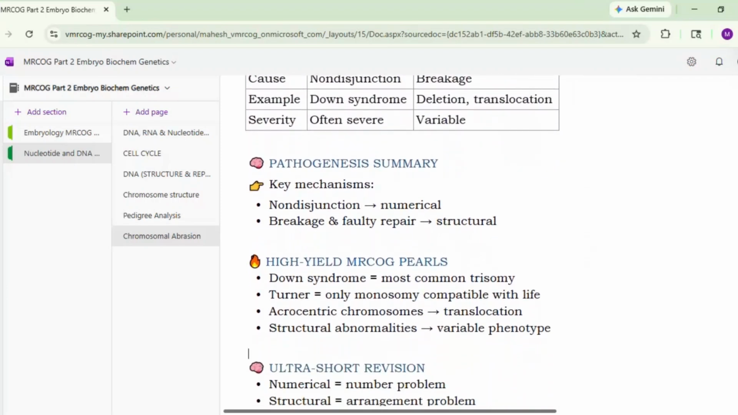Okay. So Down syndrome is the most common trisomy. Turner is the only monosomy which is compatible with life. Then acrocentric chromosomes are most commonly involved in translocation. Structural abnormalities, you will get variable phenotype.